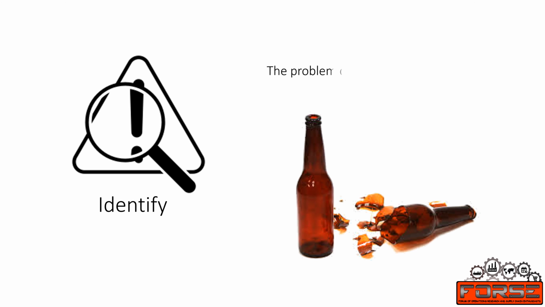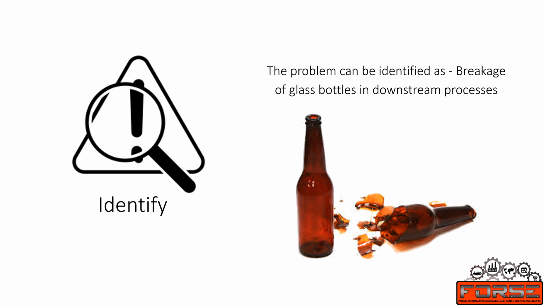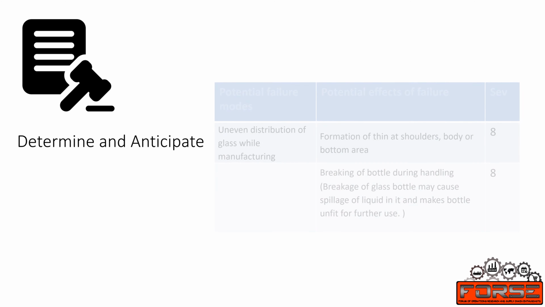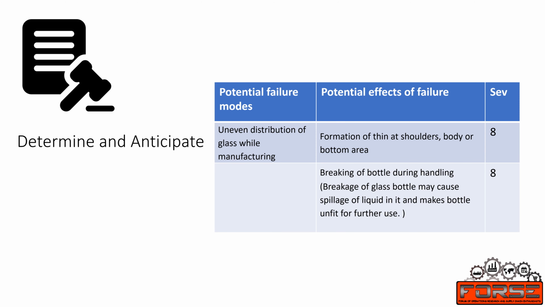The problem can be identified as breakage of glass bottles in downstream processes. The potential failure mode will be uneven distribution of glass while manufacturing. The uneven distribution of glass will result in the formation of a non-uniform cross-section of the bottle.